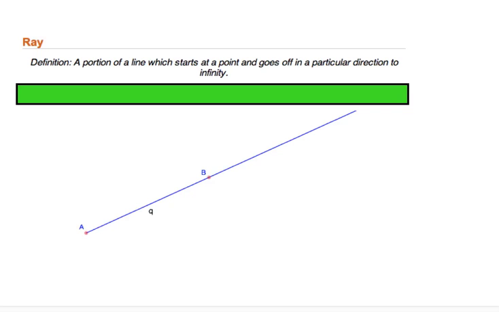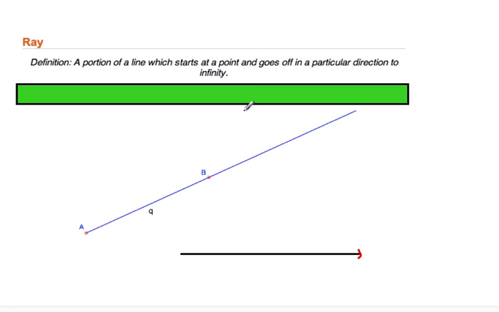So if we look at this line segment, the line starts at point A but continues on and on and on. B is where our ray would start. B continuing on forever is a ray. So if I wanted to draw my own, here I have a line segment, and I'm going to indicate that it's going to go on and on by using a small little arrow.